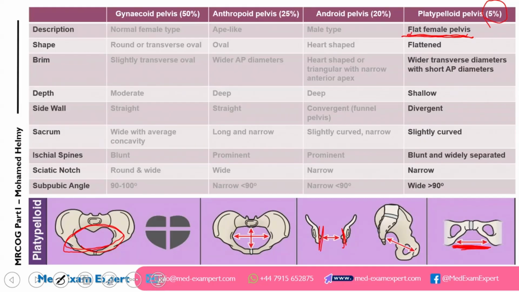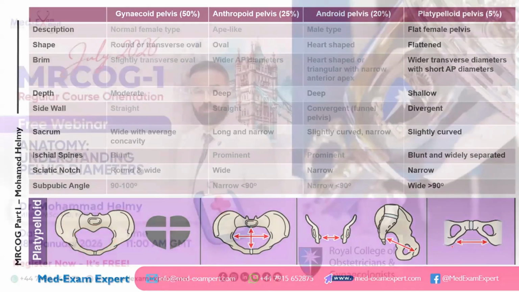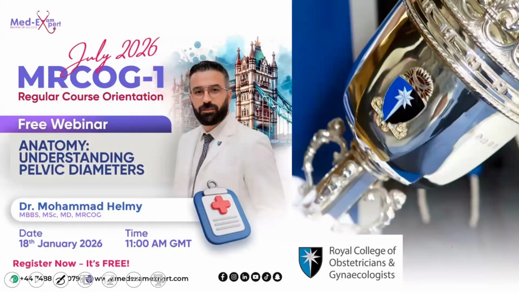I have never seen questions asking about the different types of the pelvis, but these are the common differences. It's important to know the percentages, like 50%, 25%, 20%, and 5%. By this, we come to the end of the scientific portion of the webinar, the pelvic diameters. I hope you understood all the information mentioned in this part.